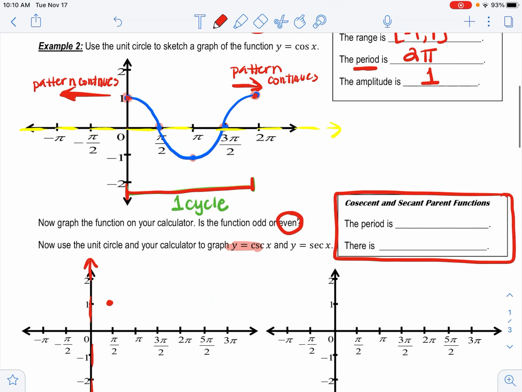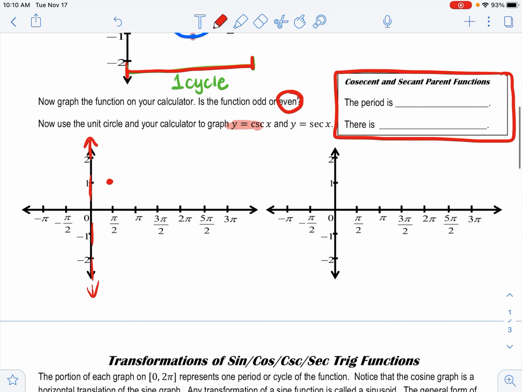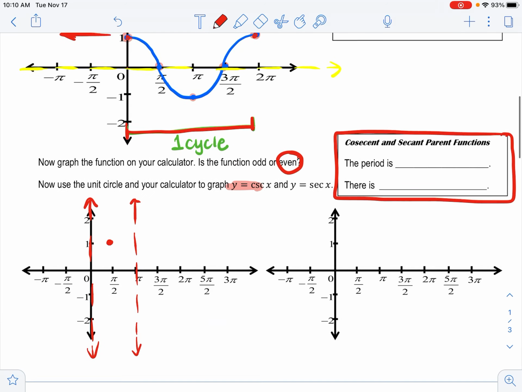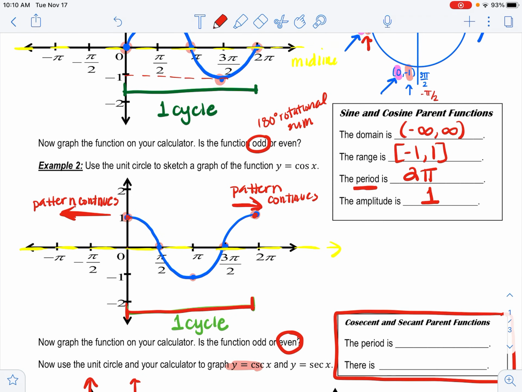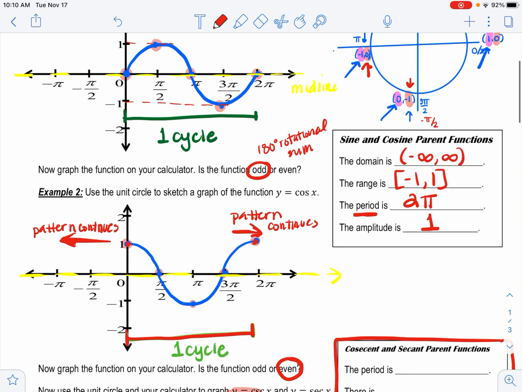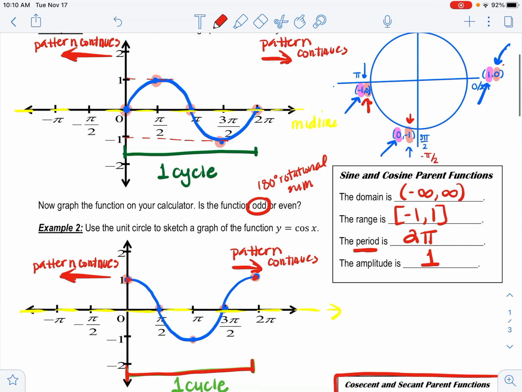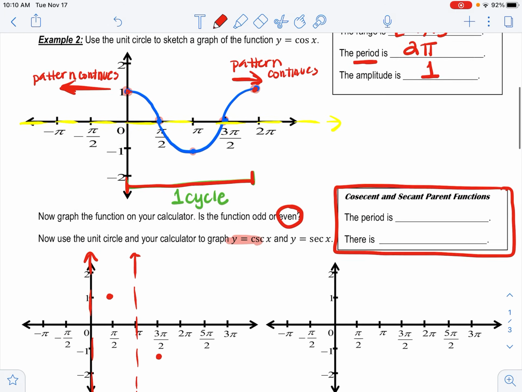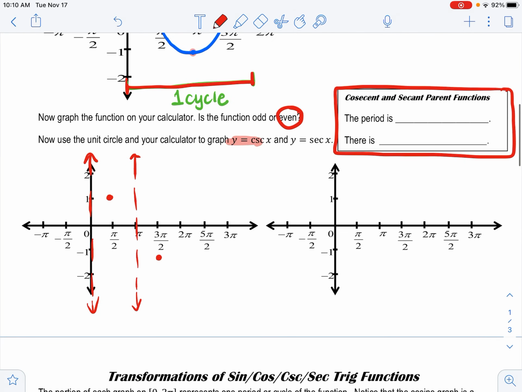The reciprocal of 0, once again, because now I'm at pi, is undefined. So I have another asymptote there. At 3 pi over 2, the sine is -1, and the reciprocal of -1 is still -1. And then back at 2 pi, the reciprocal of 0 is undefined. Okay, so this is what it starts to look like.